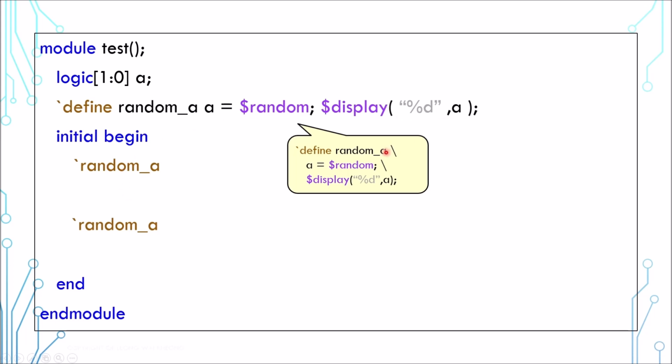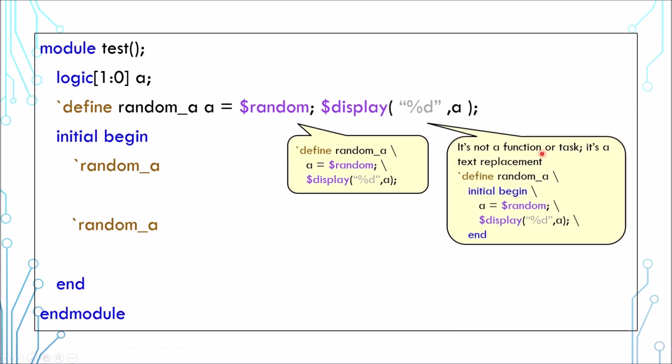This may look like a function or task, but it is not. It is a text replacement tool and can replace any text. For example, it can replace an initial block.